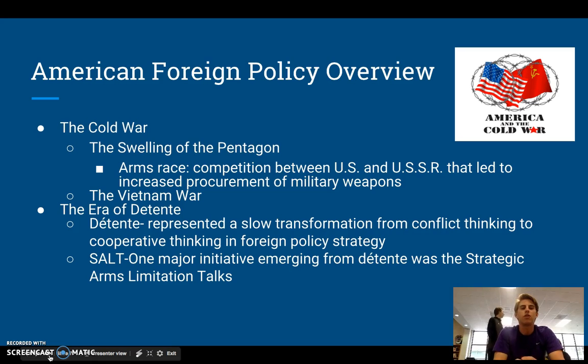To continue the overview with the Cold War, there was the swelling of the Pentagon and the arms race, which was the competition between the United States and the USSR that led to increased procurement of military weapons. And then next we had the Vietnam War and the era of detente. The term detente represents a slow transformation from conflict thinking to cooperative thinking in foreign policy strategy. Next we also have SALT, one major initiative emerging from detente, the Strategic Arms Limitation Talks.